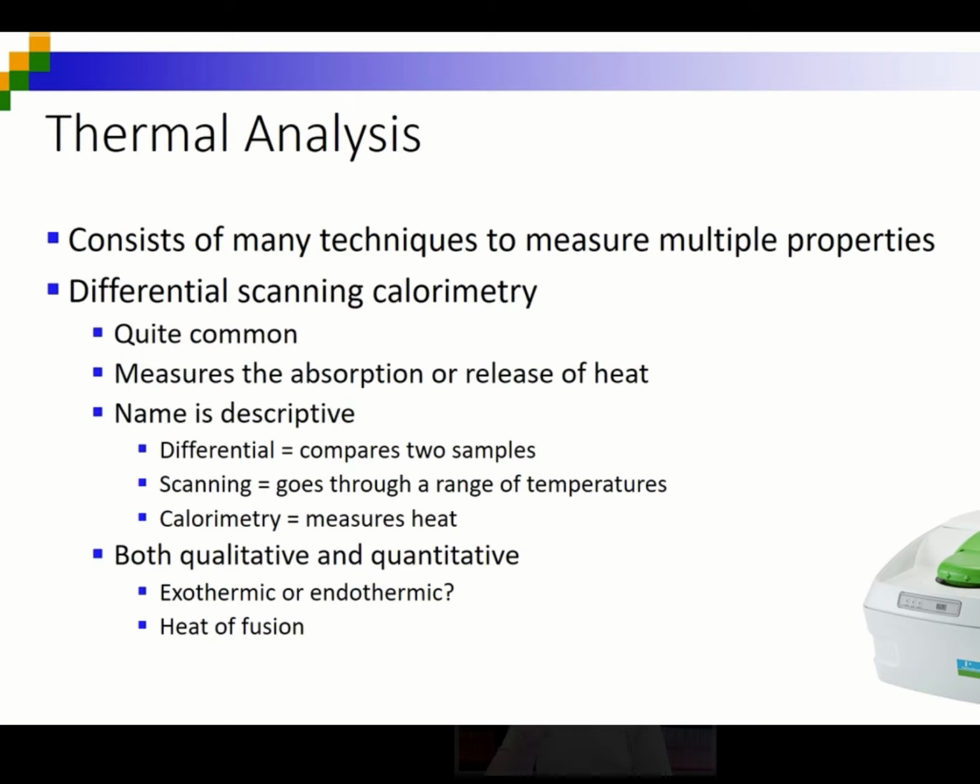Now I'm going to start with power compensation DSC because in my mind it's a little bit easier to wrap your head around, even though it is the less common form of DSC. So in power compensation DSC, we have two little areas of our instrument, okay? We are going to call each one a furnace. Think of it like an oven. It is a thermally isolated, insulated area, okay? And then we're going to put something in there, and we have the ability to control the temperature inside of that oven. So in power compensation DSC, we have two separate ovens. In one oven, we have our control or our reference, and in the other one we have our sample.